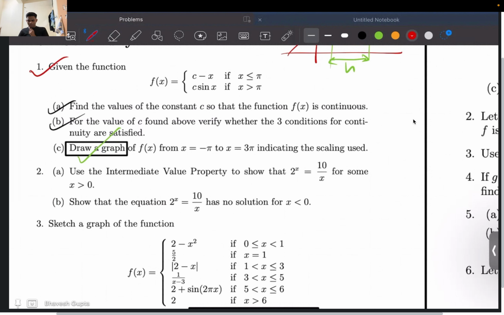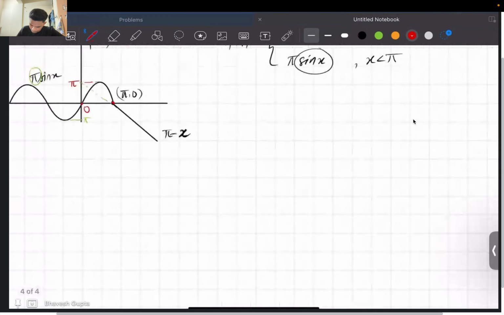That is basically use the intermediate value property to show that this holds for some x greater than 0. I have to show this. I have to prove this using the intermediate value property. I hope everybody understands what this intermediate value property is. Let me note down.